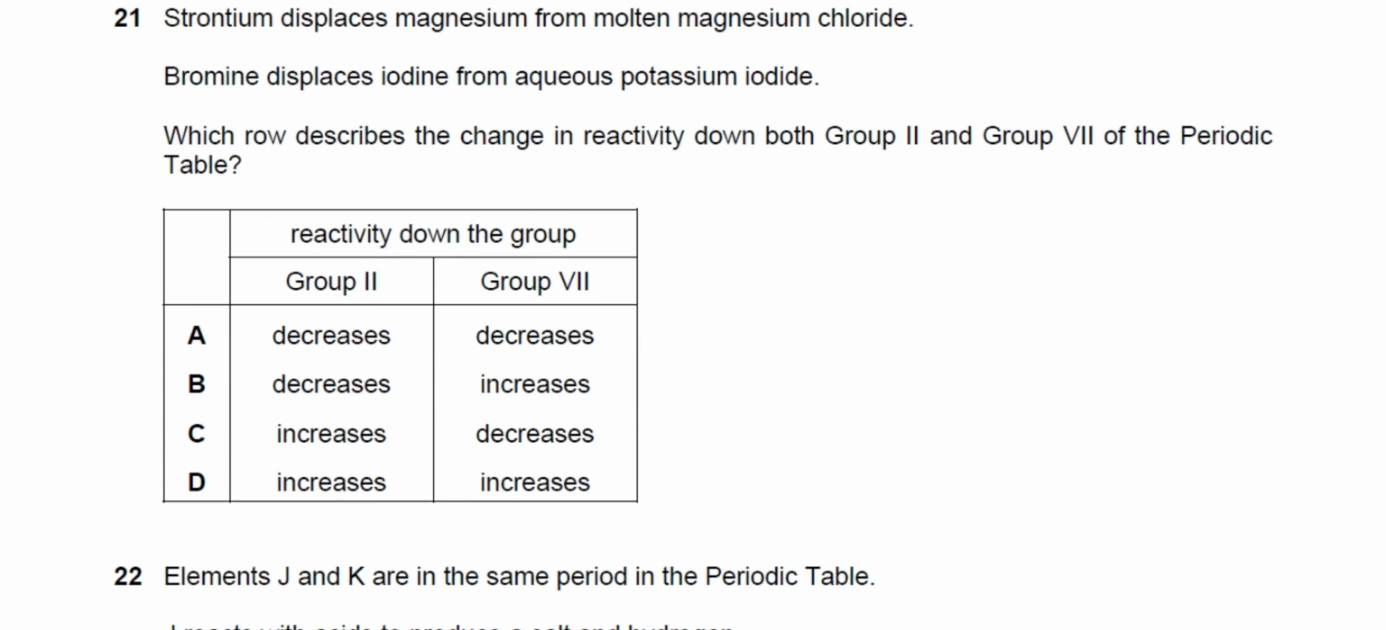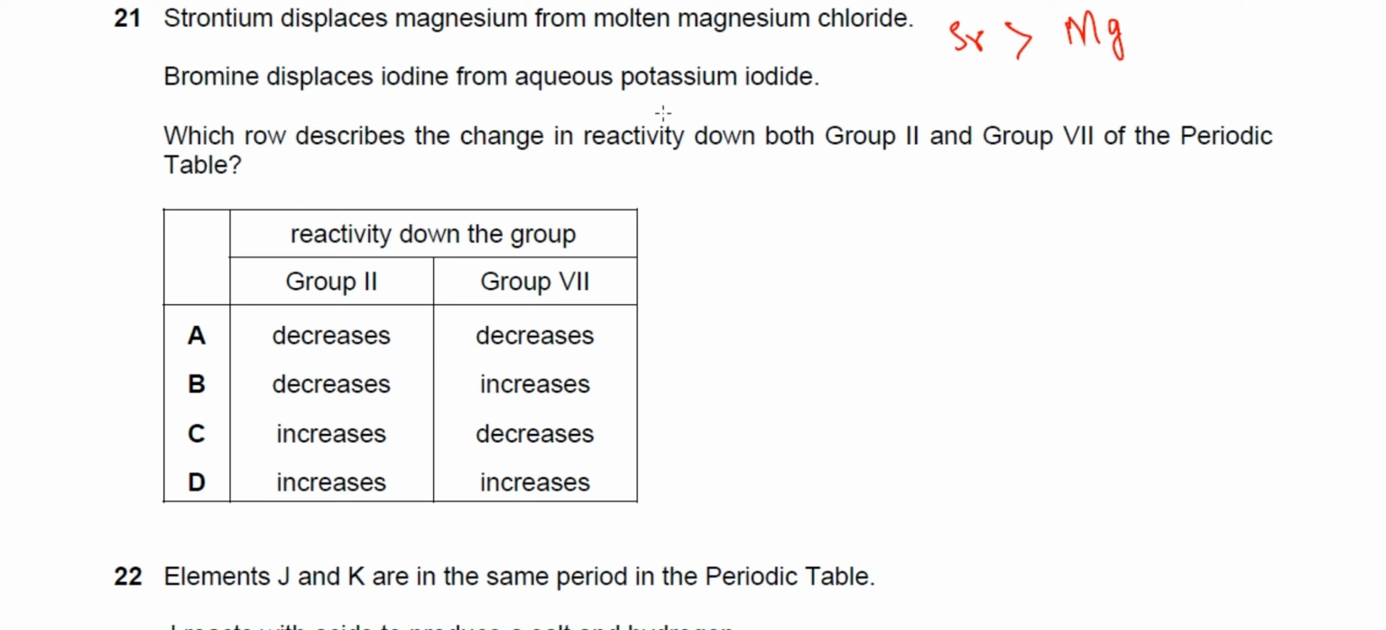Question 21. He says strontium displaces magnesium from molten magnesium chloride. When some metal displaces another from its aqueous solution, it means it is more reactive. So we can say strontium is more reactive than magnesium because of this statement. Then bromine displaces iodine from aqueous potassium iodide.